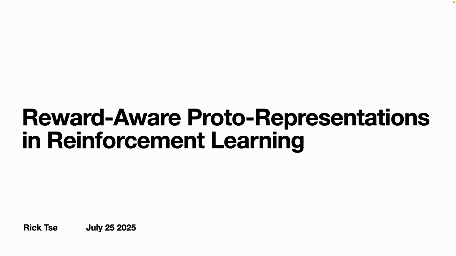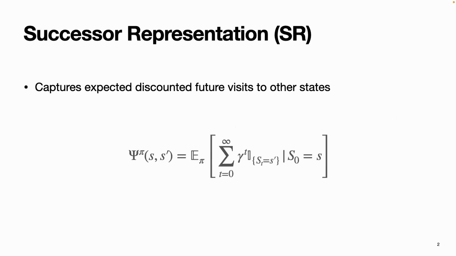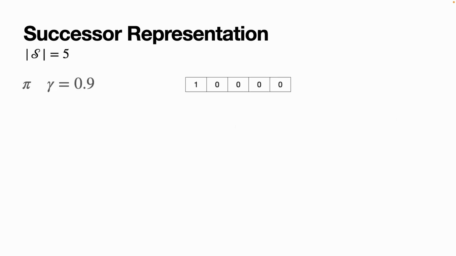So before diving into this new form of representation, we're going to first start with an older form, the successor representation, and explain why it's not sufficient in some cases. So let's start with the successor representation, which captures the expected discounted future visits to other states. That's the standard equation for the definition, but it might be easier to explain this with a simple example.